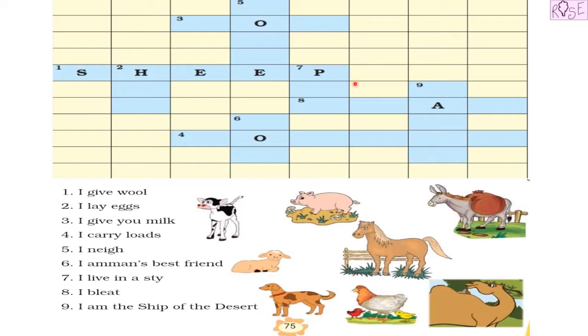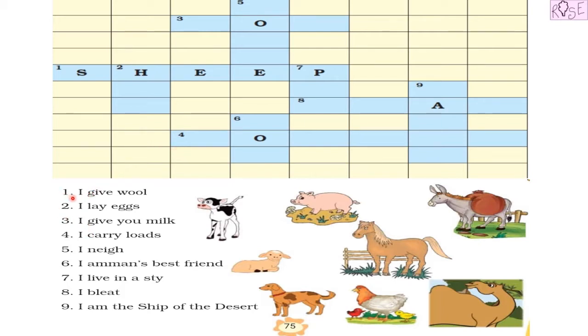Yes, right? We have a crossword and we have to complete this crossword. So where are the clues? Clues are in the picture and here are the hints. So we have to complete this crossword using the picture and clues given to us. So the first one is already done for us.